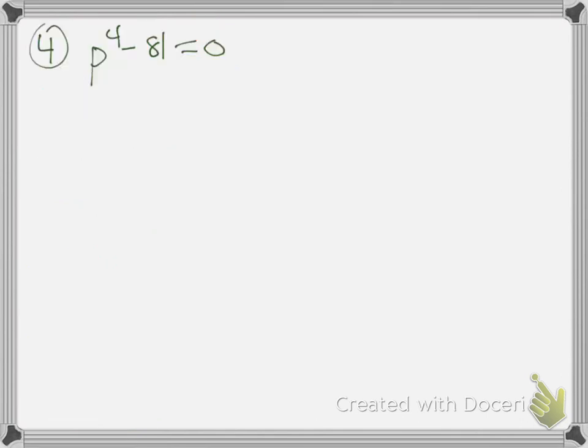Okay, so on this one I'm going to do a little trick to make it easier. I'm going to factor it. If you factor p to the 4th minus 81, it's p squared plus 9 times p squared minus 9. Remember that? That was called difference of squares.